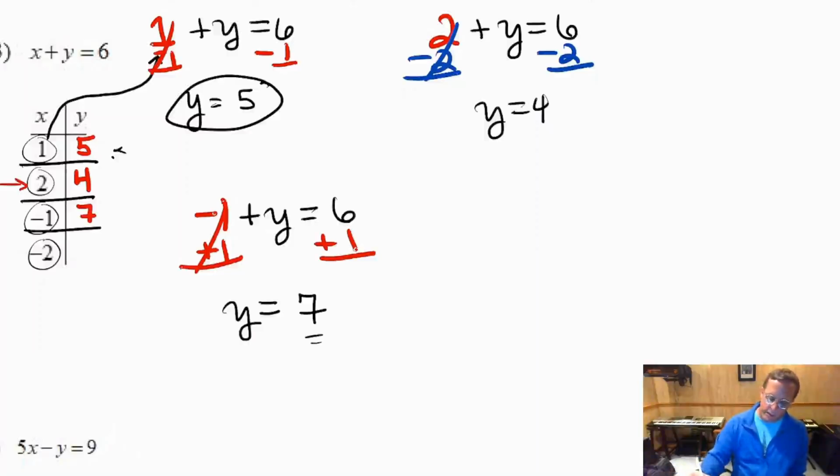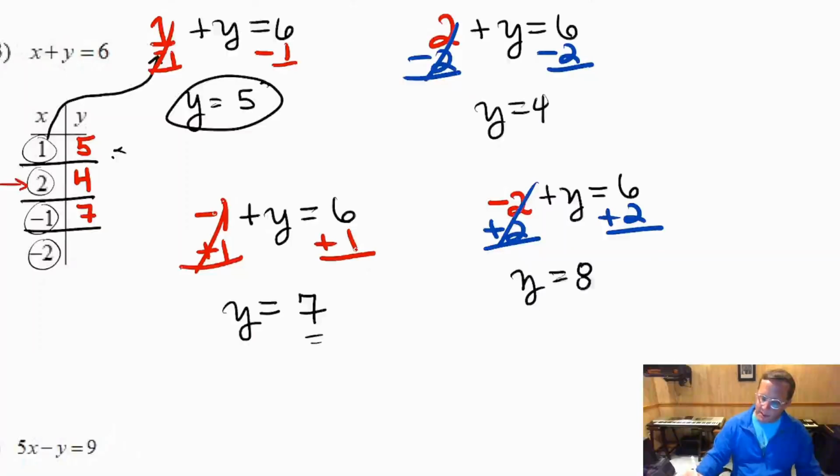So we're going to put in -2 plus y, make that equal to 6. And this is a matter of adding 2 to both sides. And you get y equals 8. And that's it. All right.